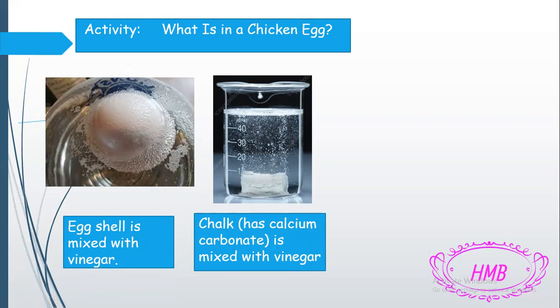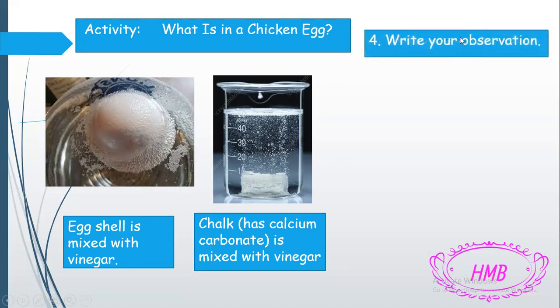remember chalk, it's the one that we use on the board, okay, طباشير يعني. So chalk has calcium carbonate. So this is the ingredient of the chalk. Now, when we dip both matters, the egg with its shell and the chalk, let's see what they give us.